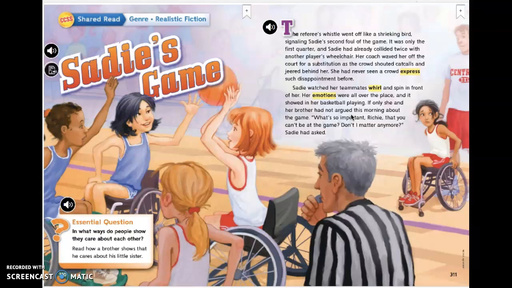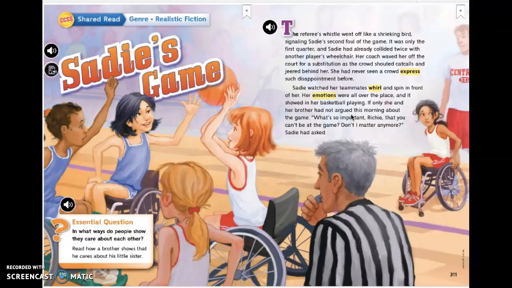We're going to take a quick look at Sadie's game, and we're going to reread pages 311 and 312 to see what Sadie's problem is, the event that helps solve the problem, and the solution.